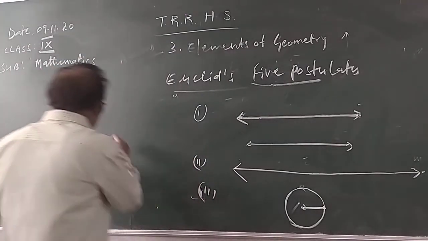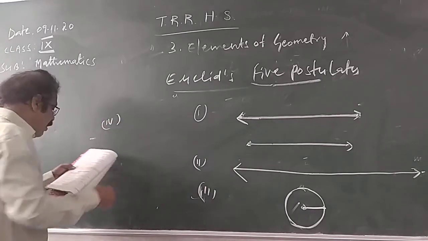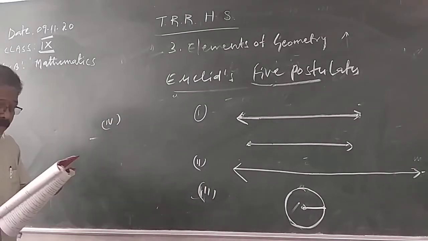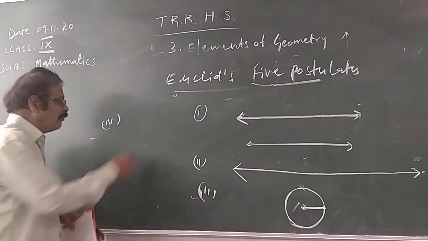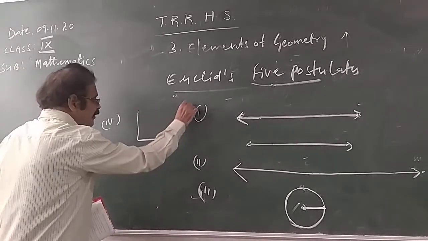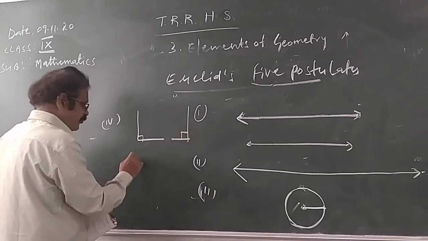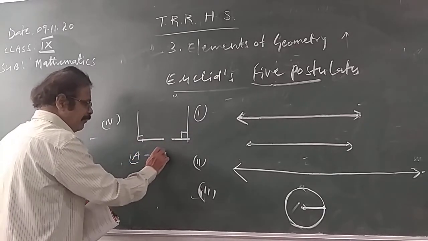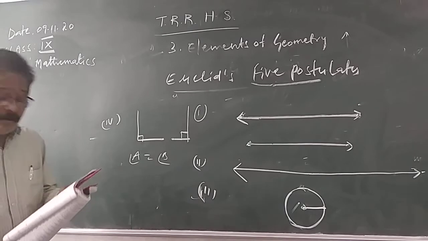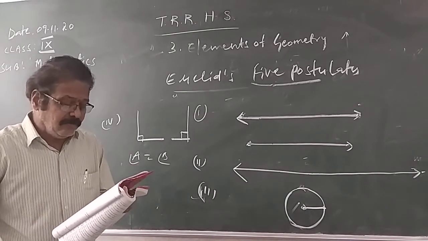Next, the fourth postulate is all right angles are equal to one another. This is a right angle. This is also a right angle. This is angle A. This is angle B. So angle A equal to angle B. All right angles are equal to one another.